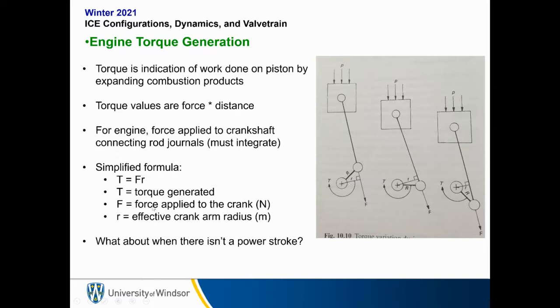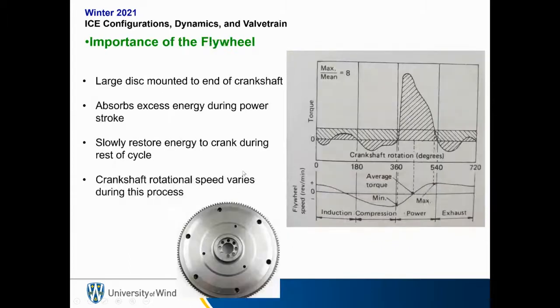So T is the torque generated, F is the force applied to the crank, and r is the effective crank arm radius. This is the torque we might be generating during a power stroke, and actually this is only at one instance. As we said, we'd have to integrate throughout the entire rotation of the power stroke to get the average torque, or the torque being applied. Well, what happens when there isn't a power stroke?